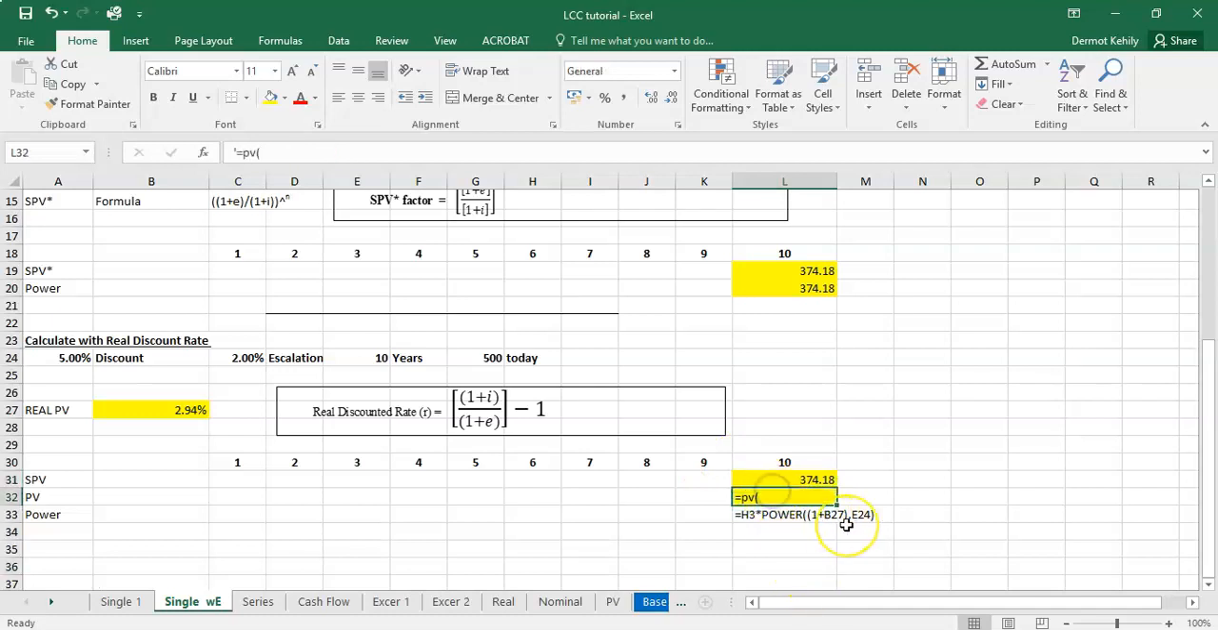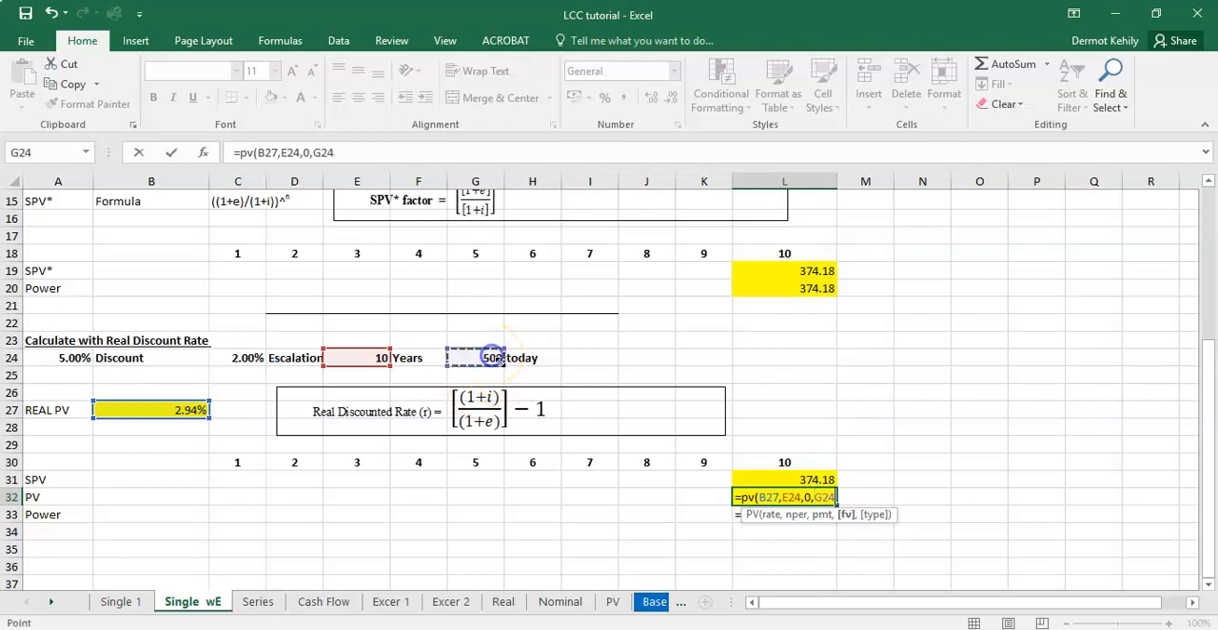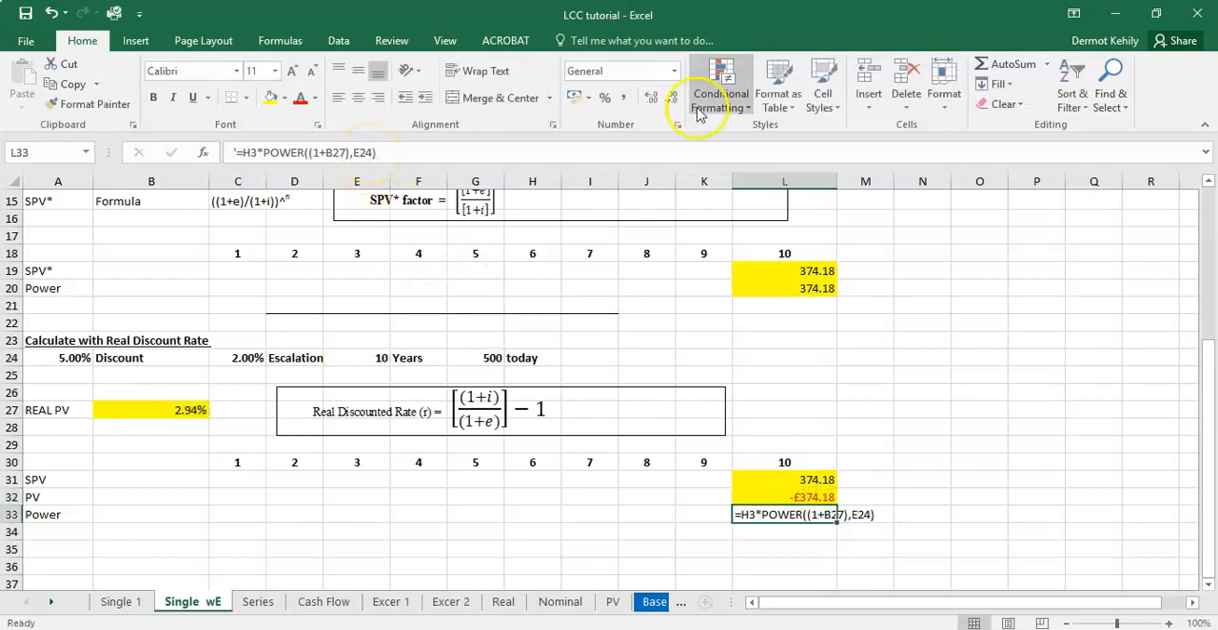I'm going to use the present value calculation here that I used in the previous sheet. So equals PV, open brackets, the rate is 2.94%. The number of payments is over 10 years. I don't have a payment every year, so I'm going to click 0. I do have a future value as such, and that is 500. Okay, and I'm going to comma 0, and there it is.